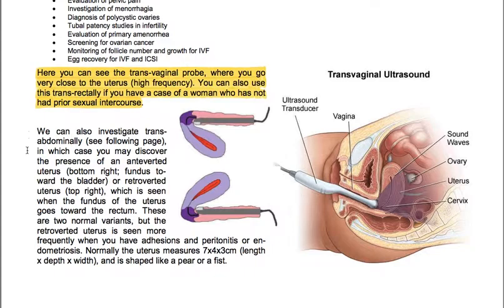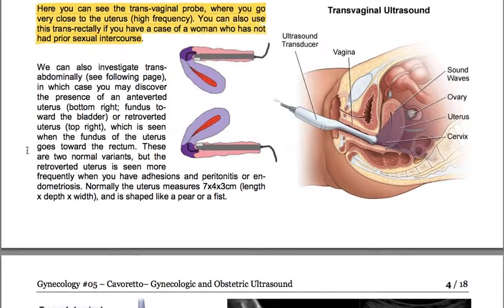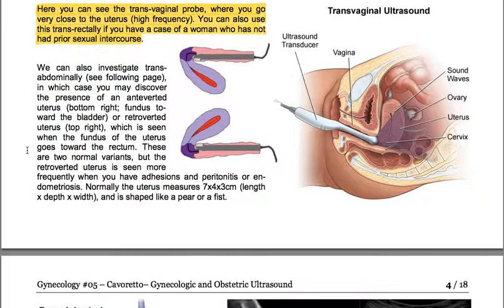We can also investigate transabdominally, in which case you may discover the presence of an anteverted uterus or retroverted uterus, which is seen when the fundus of the uterus goes towards the rectum. These are two normal variants, but the retroverted uterus is seen more frequently when you have adhesions and peritonitis or endometriosis.